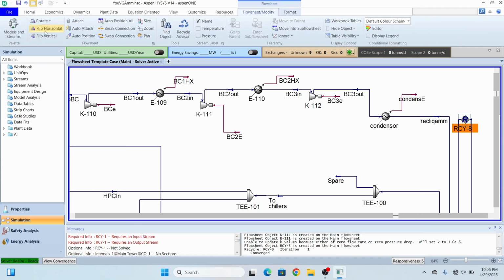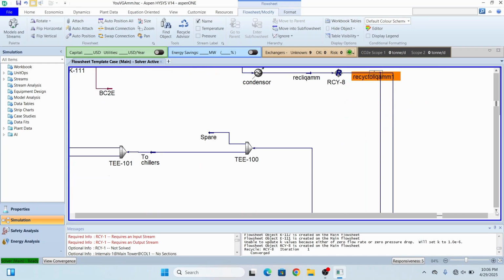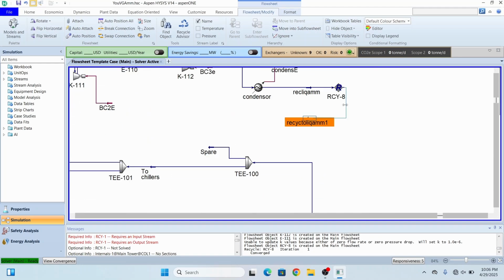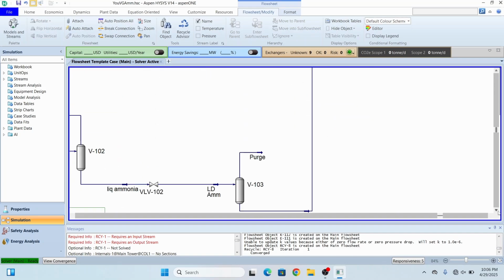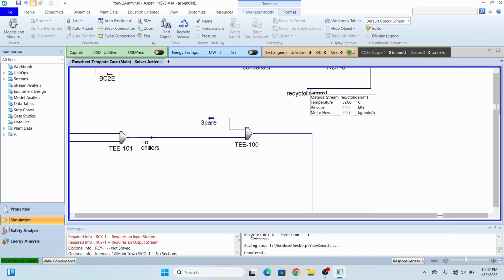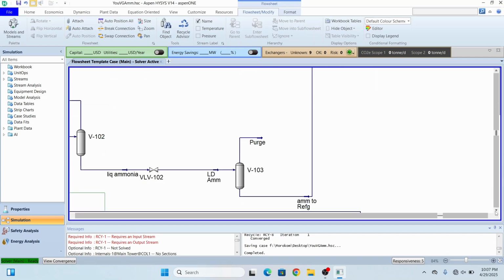So I can rotate it like this. Now this is the stream that I will be using. If I drag it a little above. So now we will be dragging this recycle stream back to the original drum from where we were getting our liquid ammonia. That was the main drum from which we were getting the liquid ammonia. So I will double click on it, and that is our stream, and we will be recycling that stream back to this main drum.